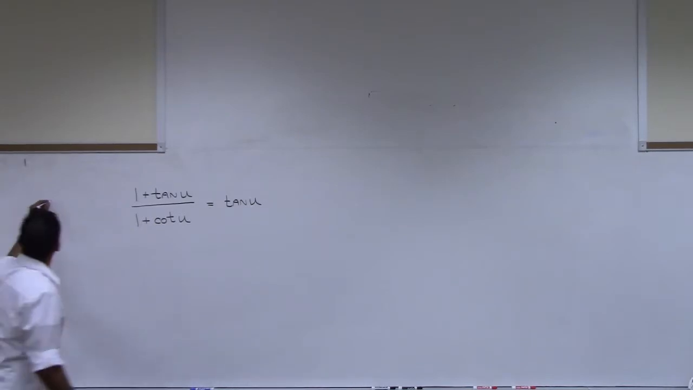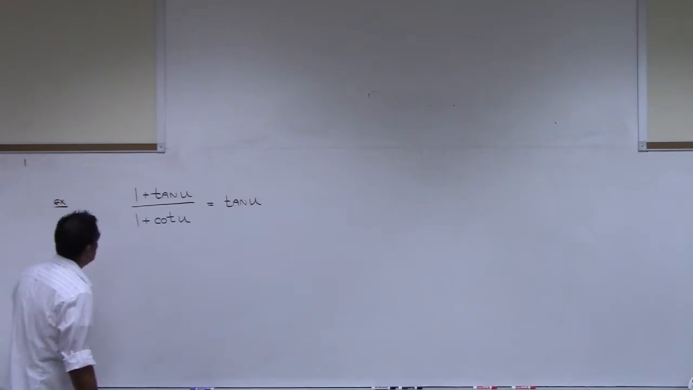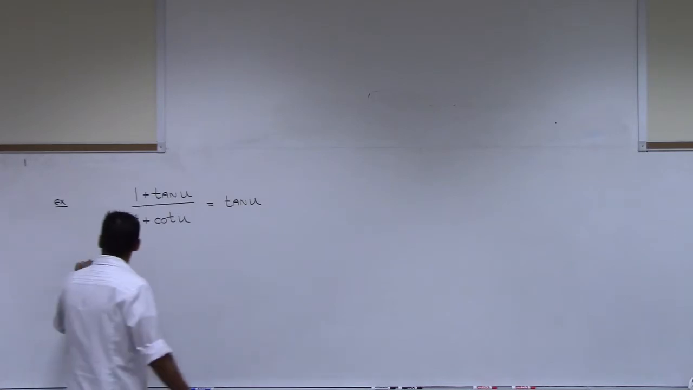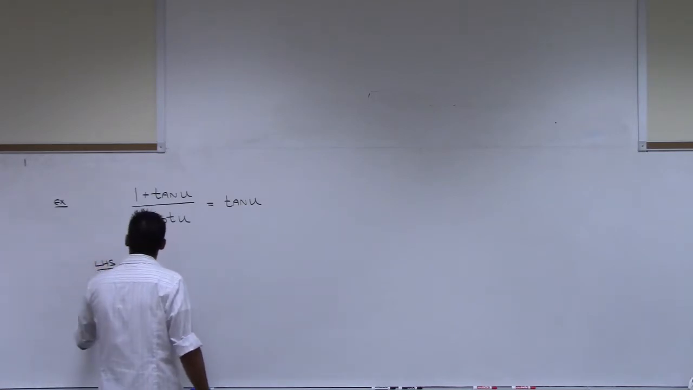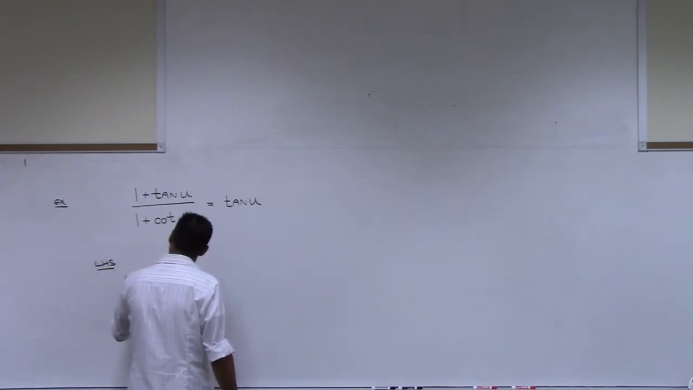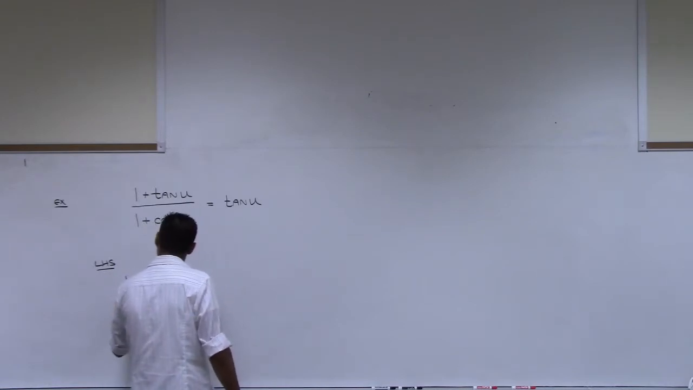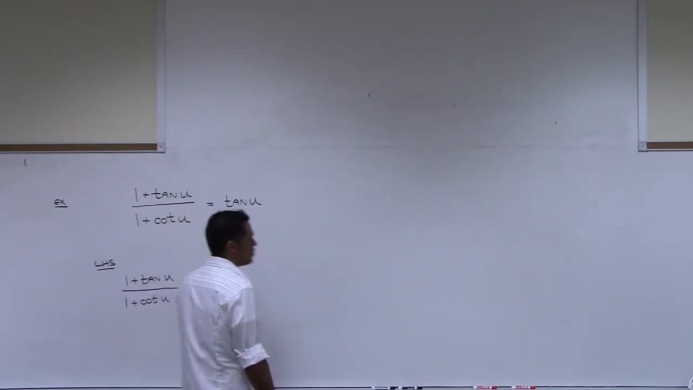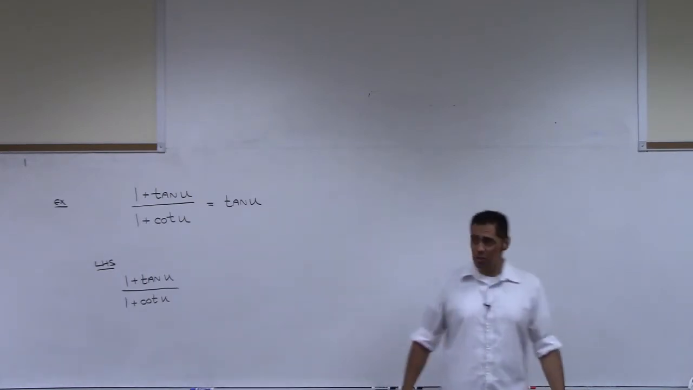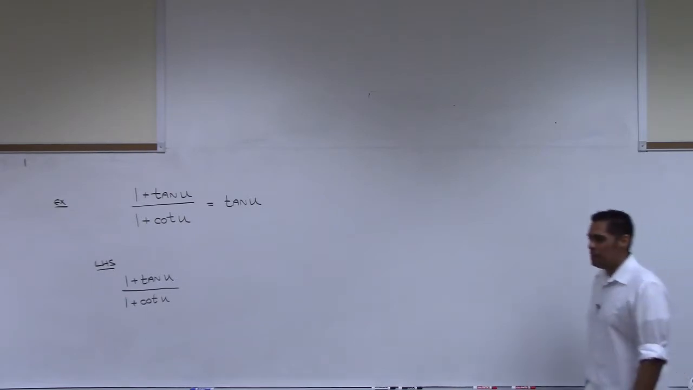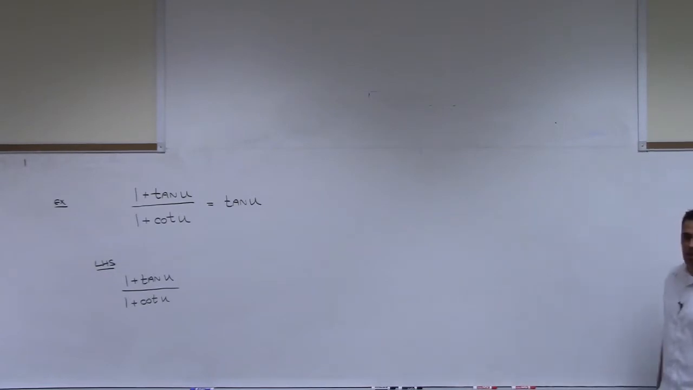Show that this is true. So which side do you want to start with? Left. Yeah, let's go with left-hand side. And 1 plus tangent u over 1 plus cotangent u. We're trying to turn that into tangent u. Are you kidding me? All right. I'm all ears, whatever you want, as long as it's legal.